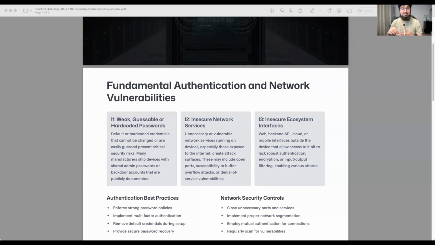So the second threat is called insecure network services. Insecure network services represent a significant attack vector for IoT devices, particularly those directly exposed to the internet or local networks. This vulnerability encompasses unnecessary open ports, insecurely configured services, and services vulnerable to buffer overflow attacks or denial of service conditions. The primary concern with insecure network services is that they expand the device's attack surface, providing potential entry points for attackers to gain unauthorized access, extract sensitive information, or disrupt the device functionality. Given that many IoT devices are deployed in sensitive environments such as homes, healthcare facilities, or industrial settings, these vulnerabilities can have serious real-world consequences.